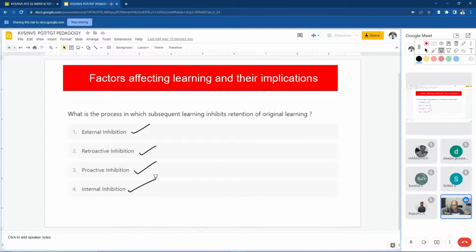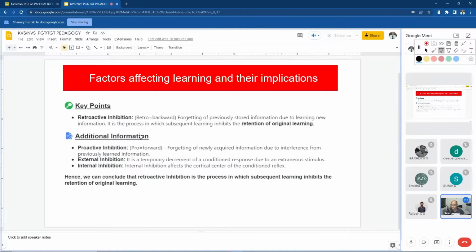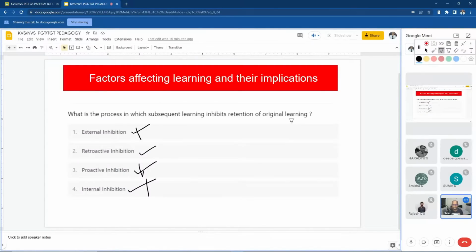Let us discuss this answer. Which one is correct out of these four options? The right answer is retroactive inhibition. Inhibition is a kind of hesitation. Retro means backwards. It is the forgetting of previously stored information due to learning new information. It is the process in which subsequent learning inhibits the retention of original learning. Now how it can be explained from my side is, you have a moped, like Honda Activa or Scooty. Anybody drive?